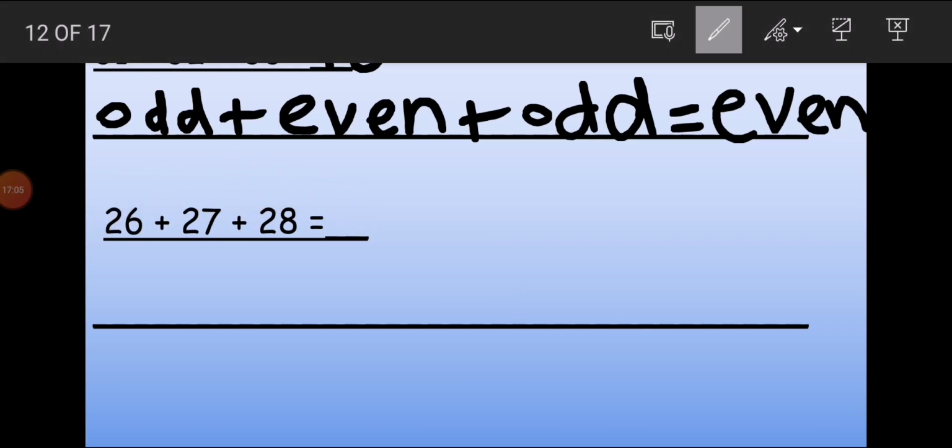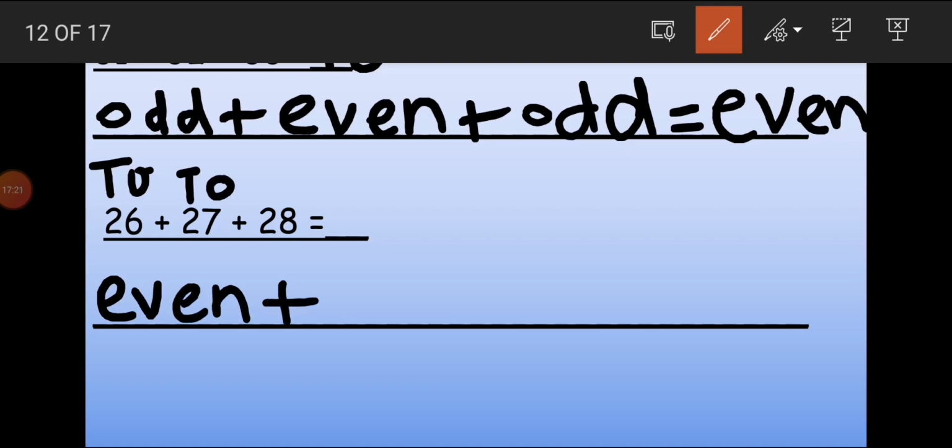Look at 26. 6 is on the ones place and 2 is on the tens place. If 6 is on the ones place, 6 is the multiple of 2. We can put 6 into pairs. It means it's an even number. Now, the next one, 27. 7 is ones and 2 is tens. 7 is ones. The numbers ending on 1, 3, 5, 7, 9 are odd numbers. So this number 27 is an odd number.